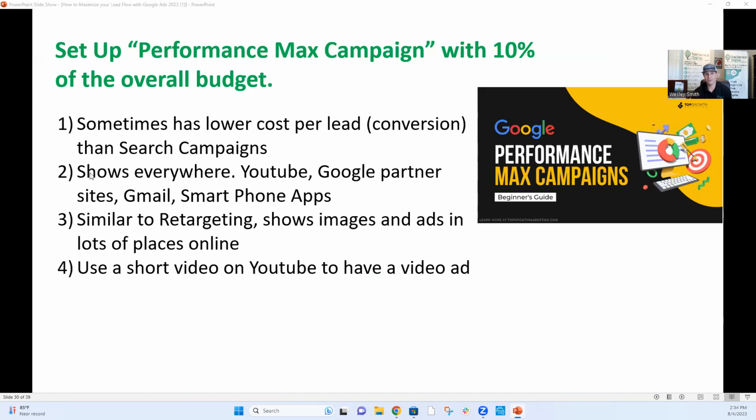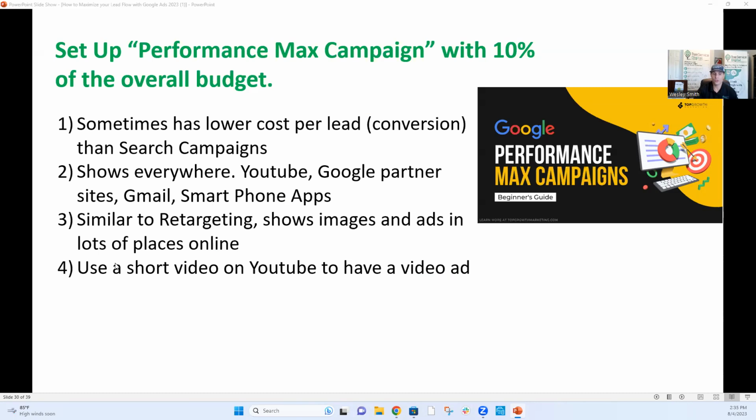The other benefit is it shows everywhere, right? It shows on YouTube. It shows on Google partner websites like the Display Network. It shows on Gmail, like a little sponsored ad in the Gmail, and it shows on smartphone apps as well. So it shows up all over the place. It's kind of like a retargeting. So it's similar to retargeting. It shows images of you guys in action. It pulls a few images from your website or images that you upload, and it shows them in the search results in a lot of places online. So it's really good for branding too, and kind of following people around.